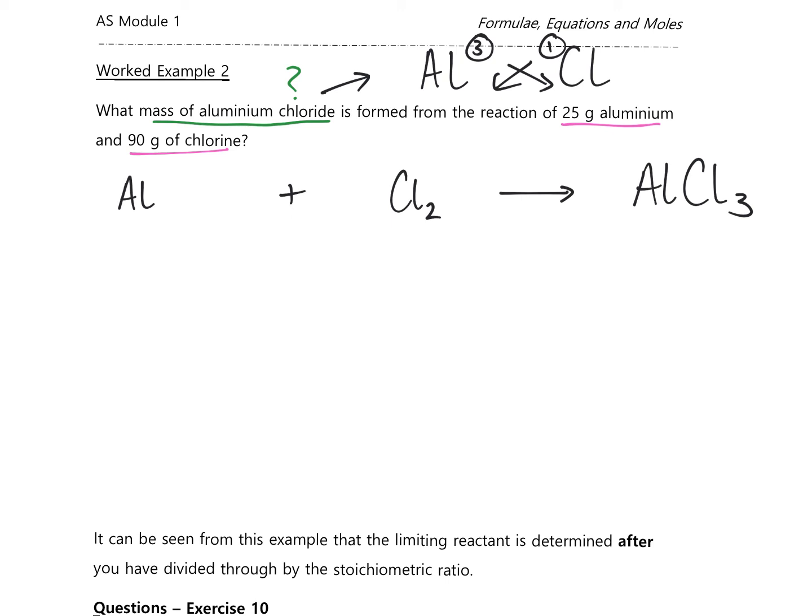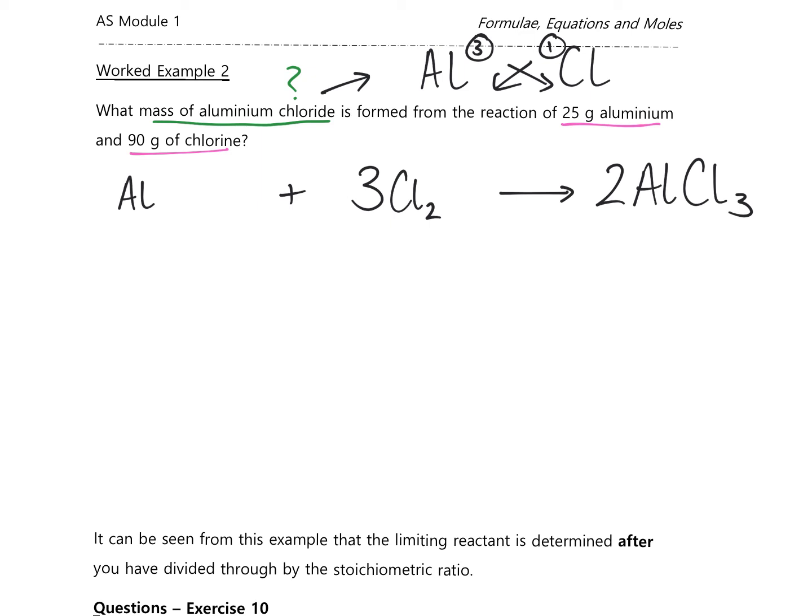So the only thing that's not balanced at the minute is our chlorine. And you can see that if we put a 2 in front of our Cl2, that's not going to fix it. We're actually going to need to put a 3 in front of our chlorine to then put a 2 in front of our aluminium chloride, and that will get us 6 chlorines on each side.